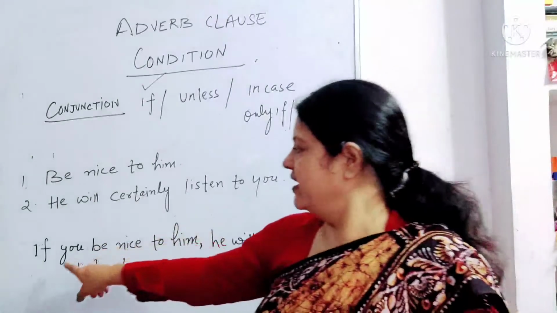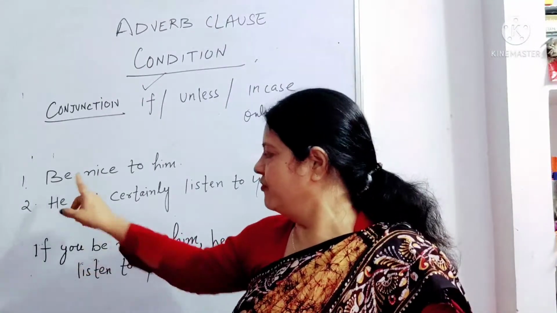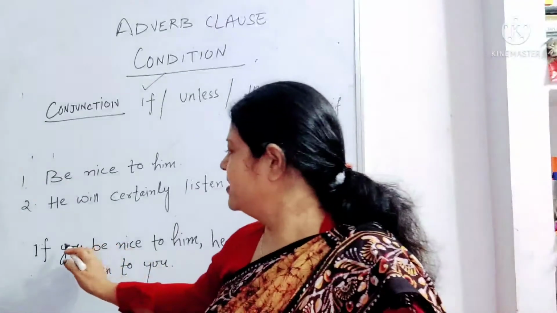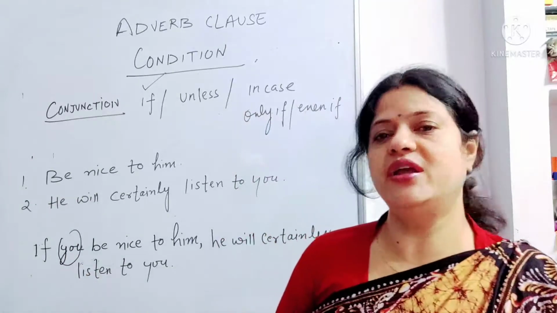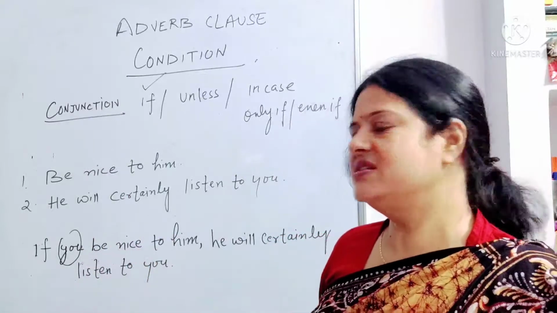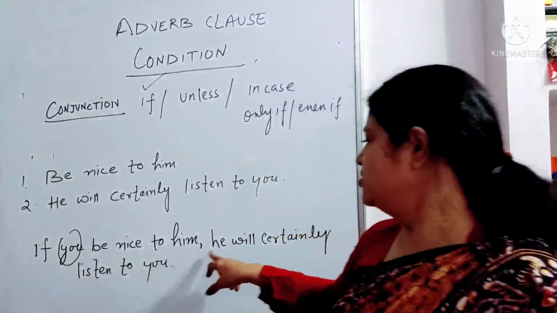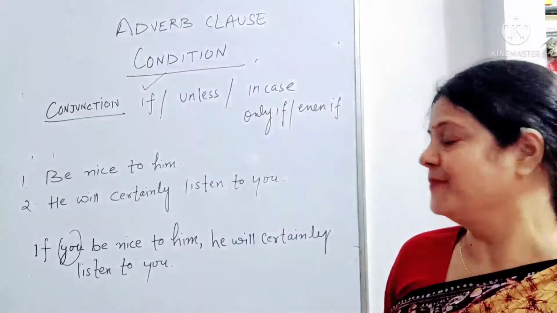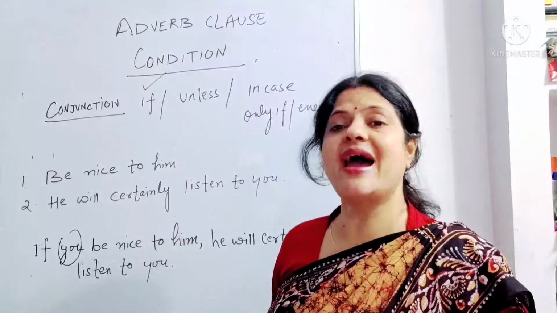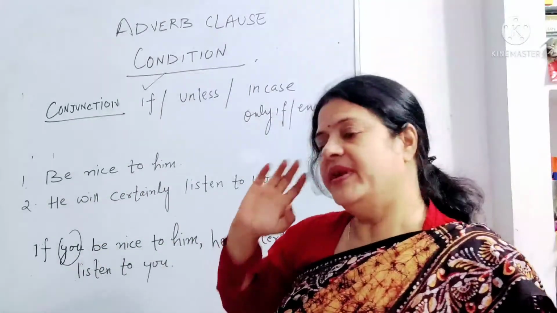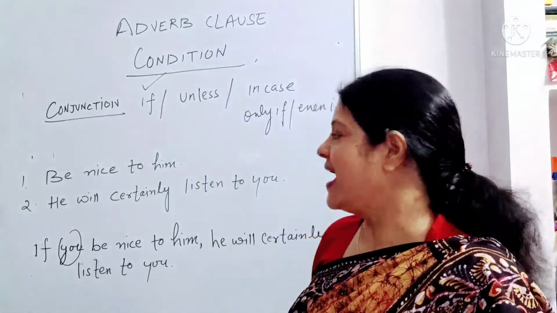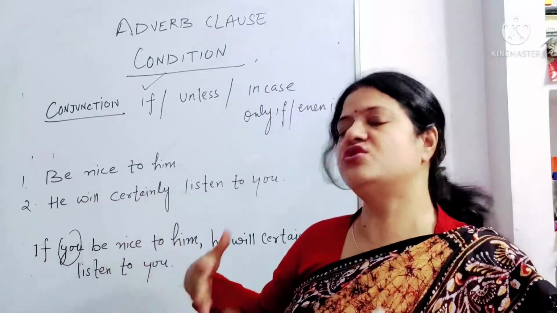So what did I do? I added if in front of it. You will ask a question, why have you written this, ma'am. You can ask me the question that you is not here. Why have you written this you? I have connected the sentence like this: if you be nice to him, he will certainly listen to you. Now since we see that you is not there in the sentence, why have I added you? Because this first sentence is an imperative sentence, we know it very well, and in an imperative sentence the subject you is always hidden.